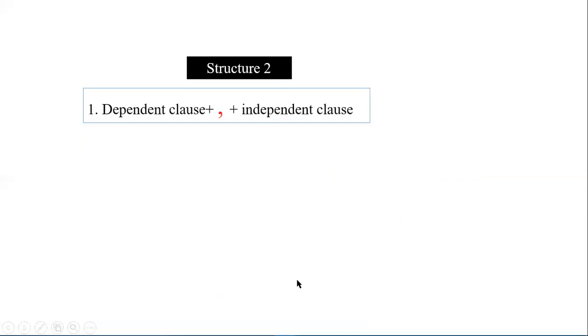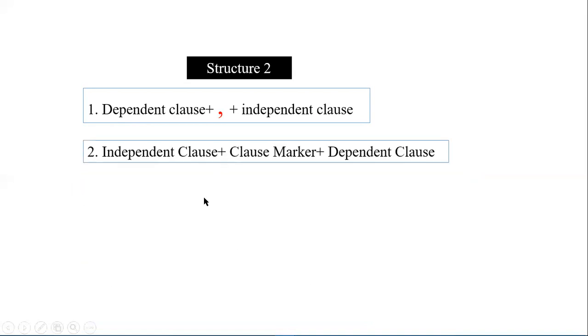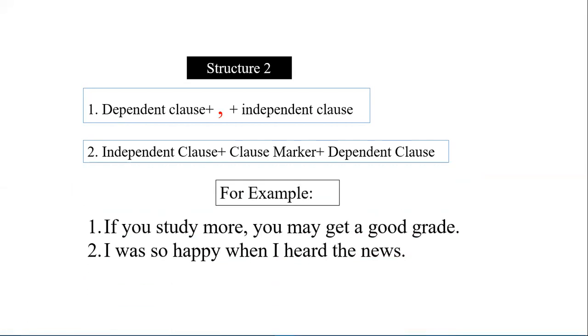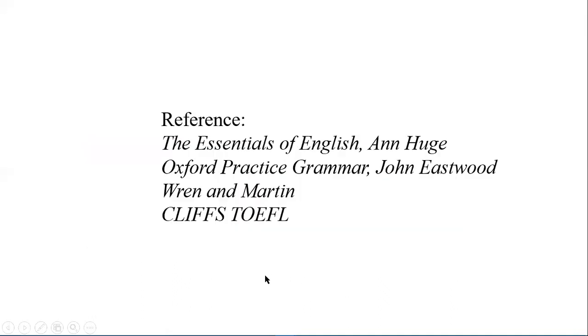So look at structure two: dependent clause, put a comma, then independent clause. Another one is independent clause, clause marker, no need to put any comma, and then dependent clause. For example, if you study more, you may get a good grade. So if you study more is a dependent clause and I need to put a comma, then I have used another clause that is an independent clause: you may get a good grade. I was so happy when I heard the news. So I put here the when instead of a comma. When the clause marker is used in the middle of the sentence, we shouldn't put any comma.